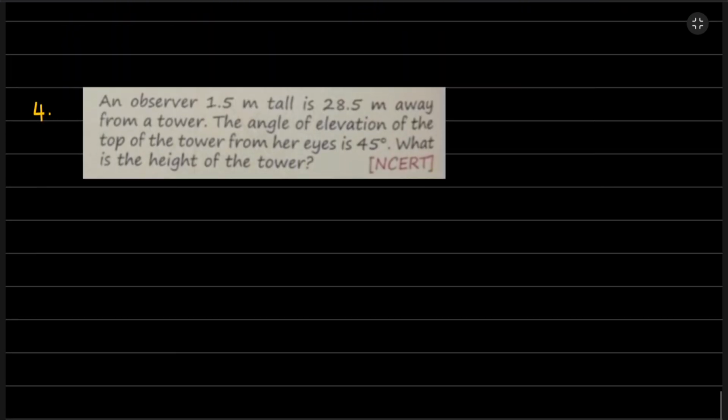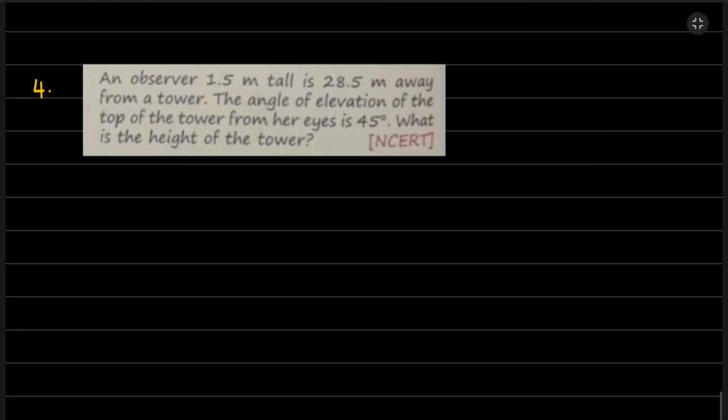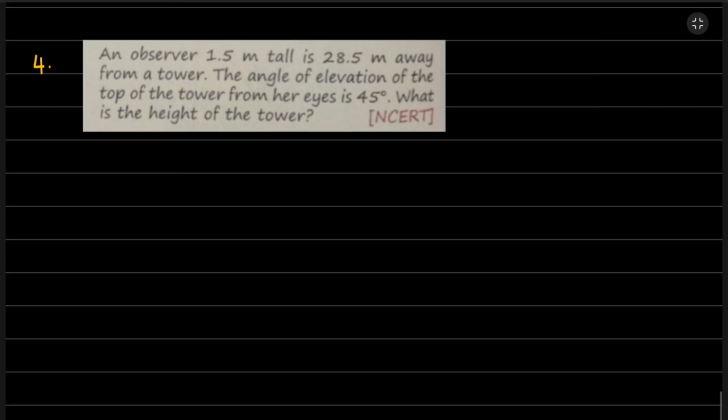An observer 1.5 meters tall is 28.5 meters away from a tower. The angle of elevation of the top of the tower from her eyes is 45 degrees. What is the height of the tower? Again, let's draw the figure. So let us draw. This is your tower. And this is the 1.5 meter observer.